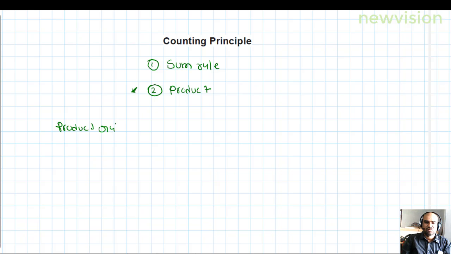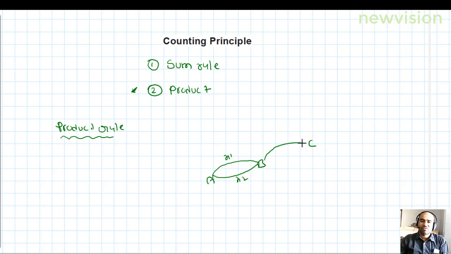Okay, students, listen. This is the rule to count things. For example, A, B, C are three towns. A person wants to travel from A to C via B. From A to B, we have two ways, say X1 way, X2 way. B to C, you have three ways to travel. We assume that one is airway, roadway and seaway, like that: Y1, Y2, Y3. Now the question is, how many different ways can a person travel from A to C?